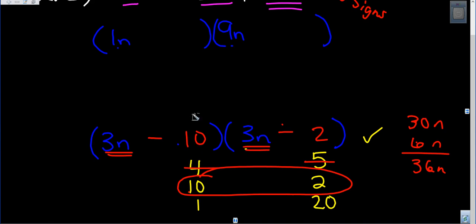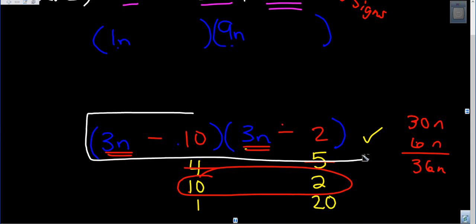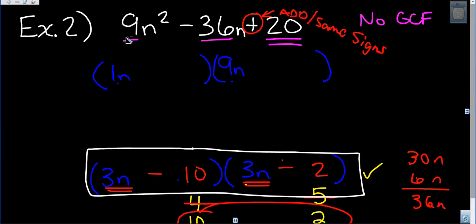It's important to understand that multiplying this back together would get me this expression here.